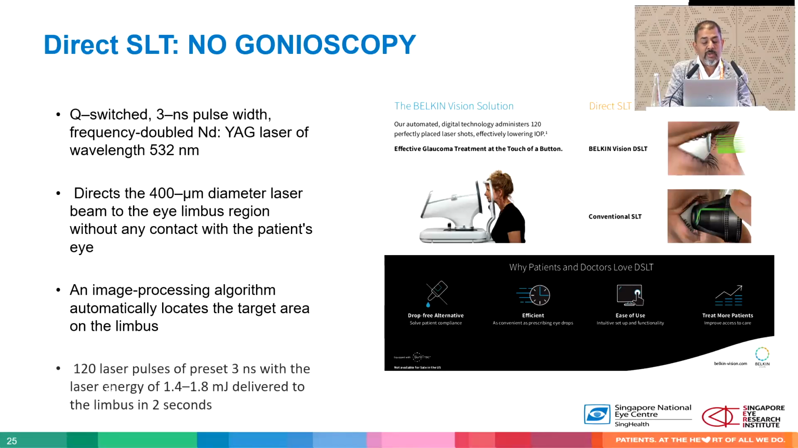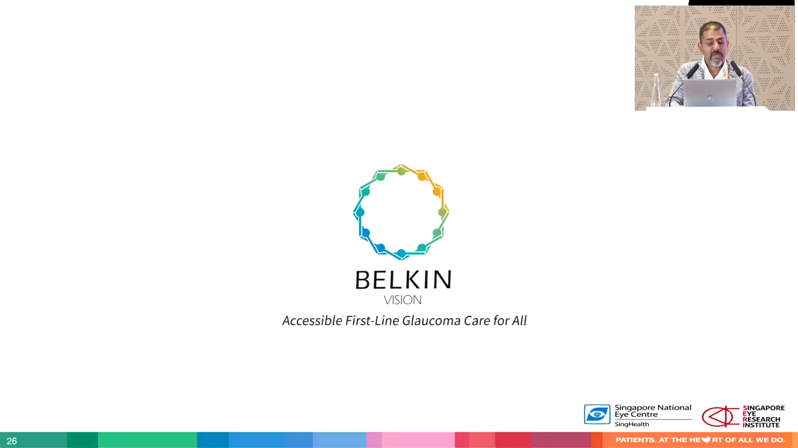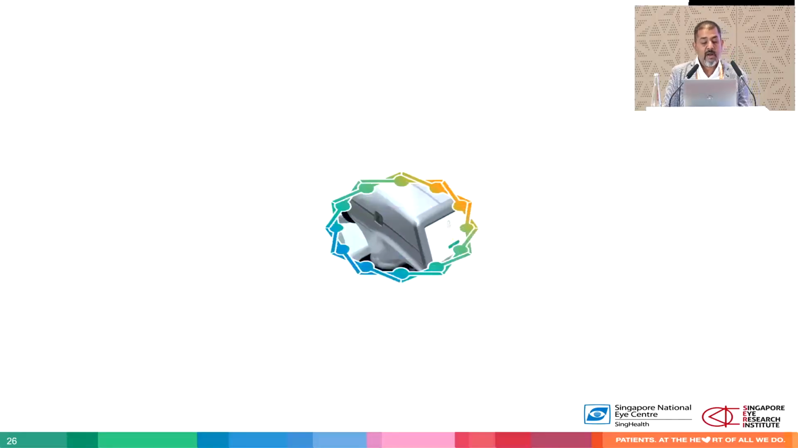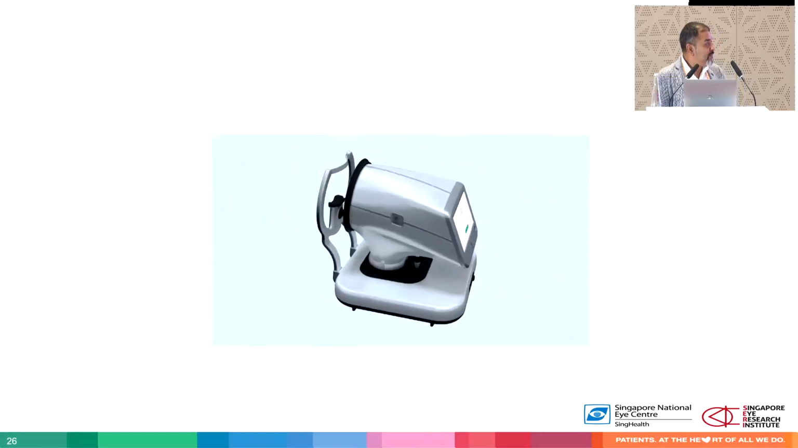It's basically a quick Q-switch laser. It has an image processing algorithm that locates the target area on the limbus, and it's able to deliver about 120 laser pulses in under 4 seconds all around the limbus. So we'll see a video of this that will probably be more informative on how the technology works.